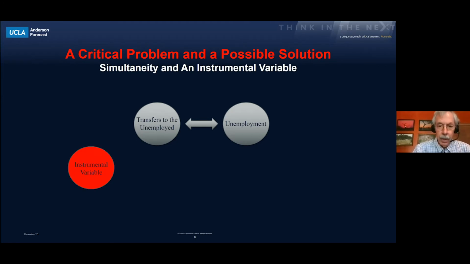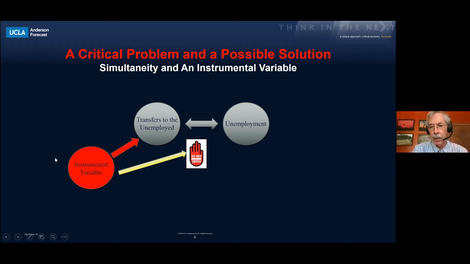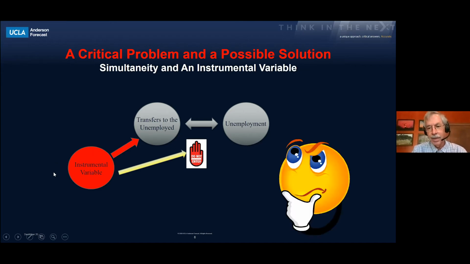What you need to find is what they call an instrumental variable. And the essential assumption is that the instrumental variable affects the transfers, but it does not affect the unemployment. So if you see a relationship between that instrumental variable and unemployment, the only way it could have occurred is through the transfer variable. You've found causal conclusions. Well, you're supposed to be this individual wondering, can you really do that? Can you really find that instrumental variable that is plausible?